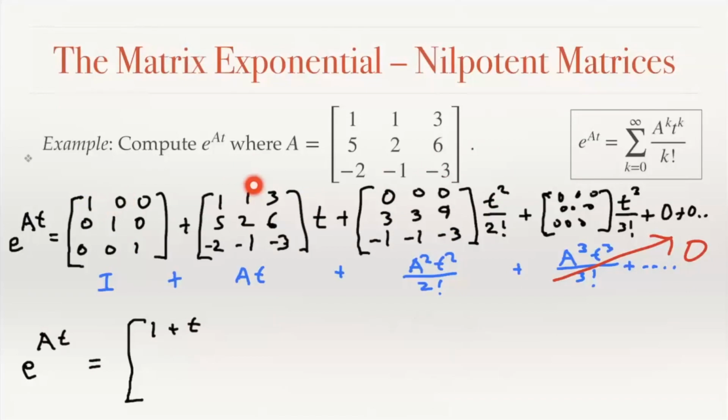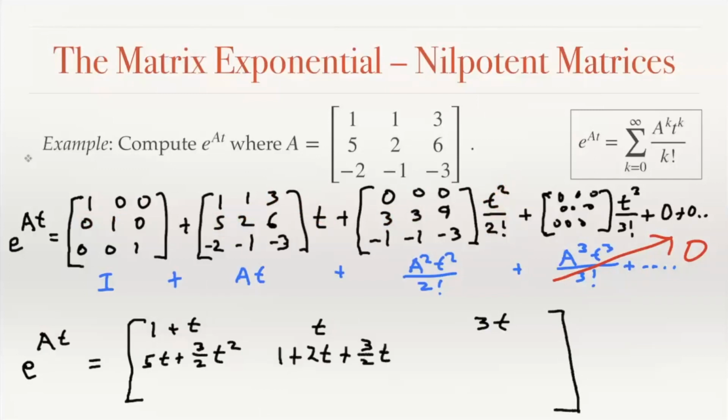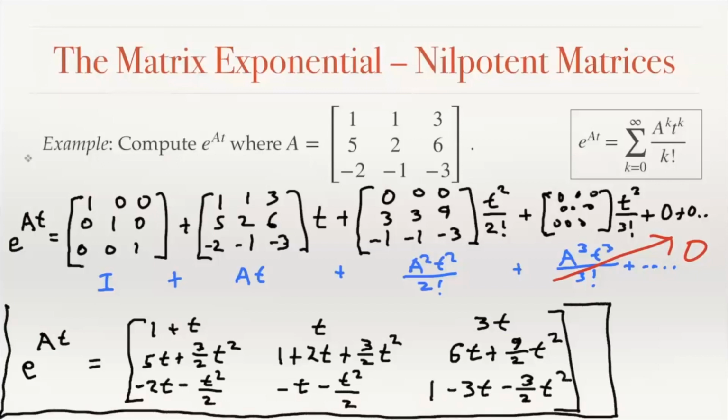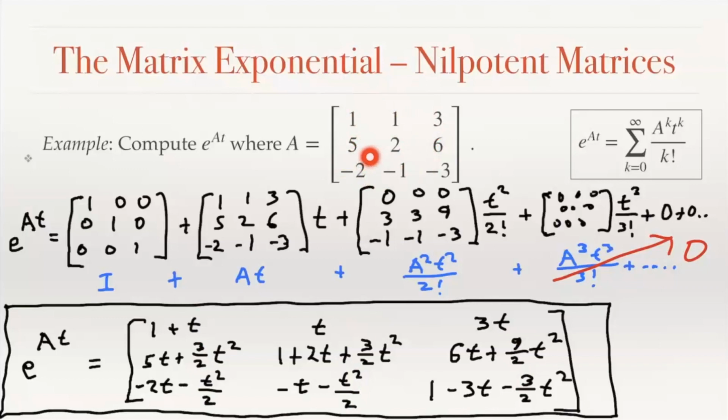Next, we have a 0 plus 1 times t plus 0. Over here, we have a 0 plus 3t plus 0. Here we have a 0 plus 5t plus 3 times t squared over 2. So we have a 5t plus 3 halves t squared. In the middle, 1 plus 2t plus 3 times t squared over 2. And so on. So we have our matrix exponential. There it is. And that means that these three columns form a fundamental solution set to the system of differential equations with that matrix, x prime equals ax.